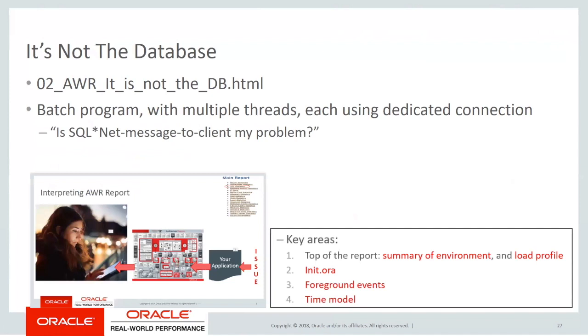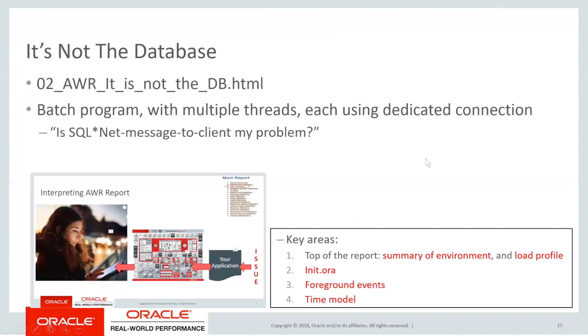Now let's move on to the second AWR, which I have given the title, It's Not the Database. We were given this AWR, and we did have a bit of information on the application. It was said that this AWR covered a batch program that ran with multiple threads, and there was no connection pool being used. Each thread had a dedicated connection into the database. And the question that we got with this AWR is: is SQL*Net message to client my problem?